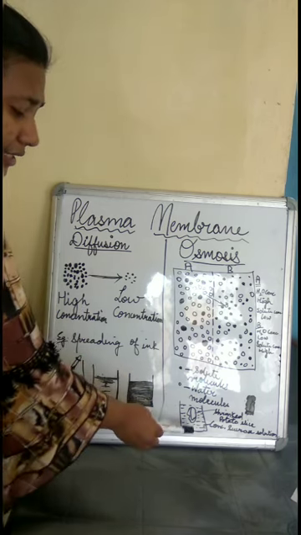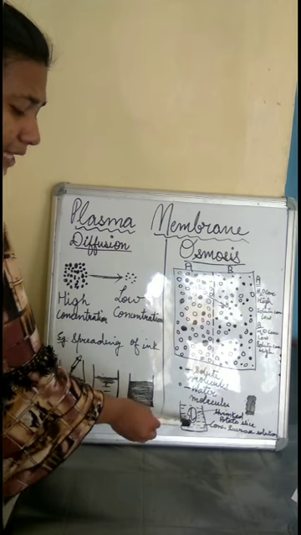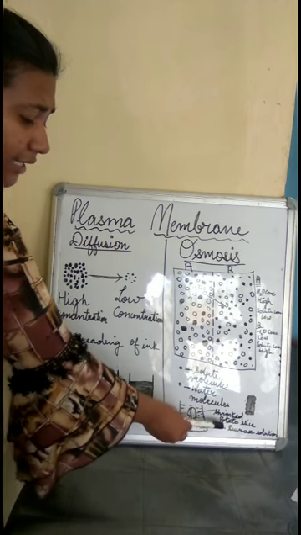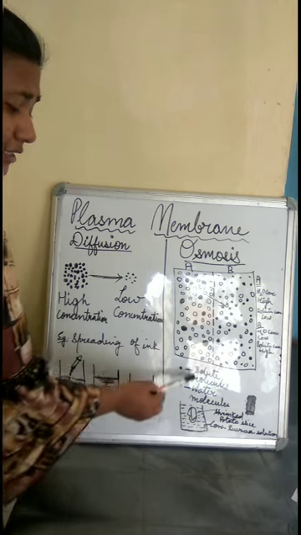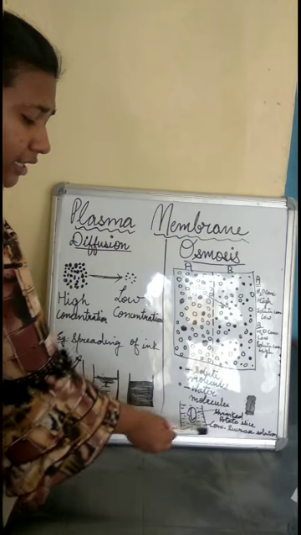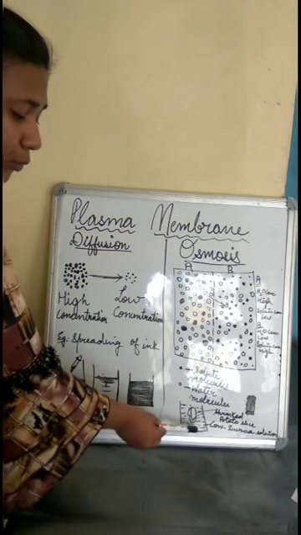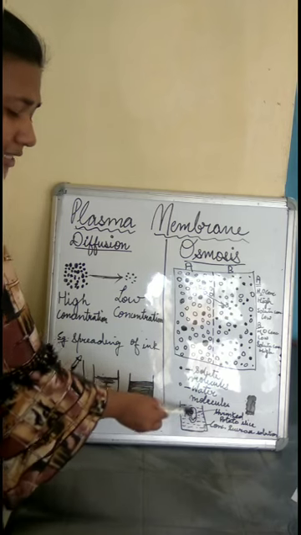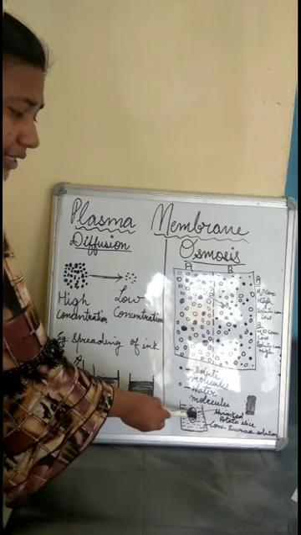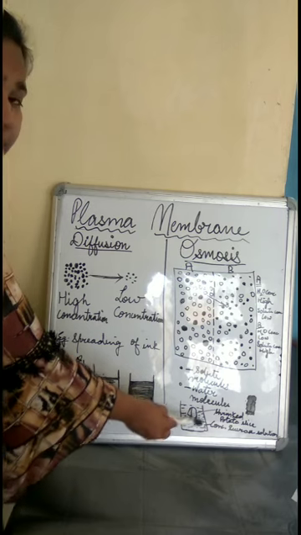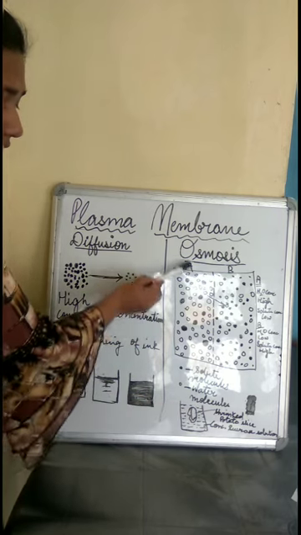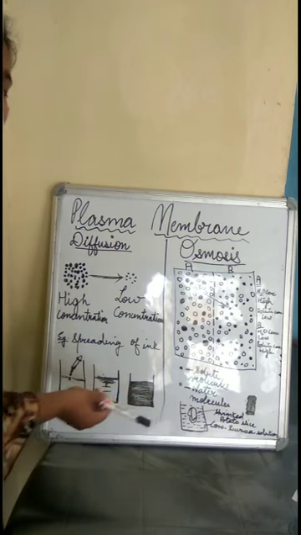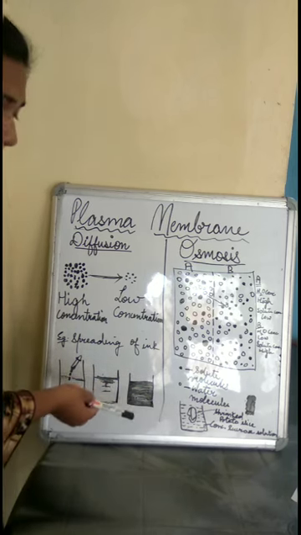Now, for example, consider a potato slice placed in a concentrated sucrose solution. So here in the solution, the sucrose particles are more in number and water will be less as compared to the potato slice. Inside the potato slice, water is more and the solute particles are less, same as this A. And the membrane of the potato, consider it as a selectively permeable membrane.